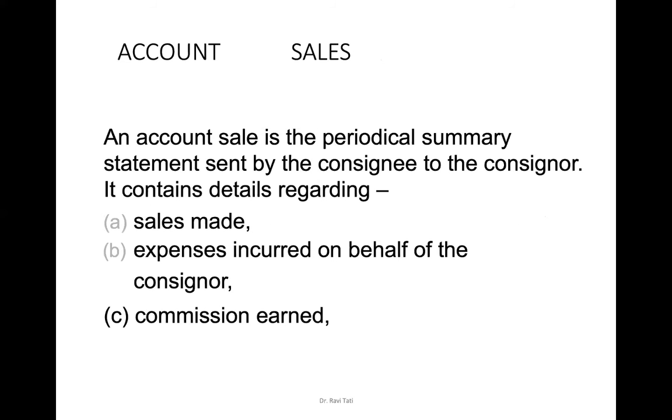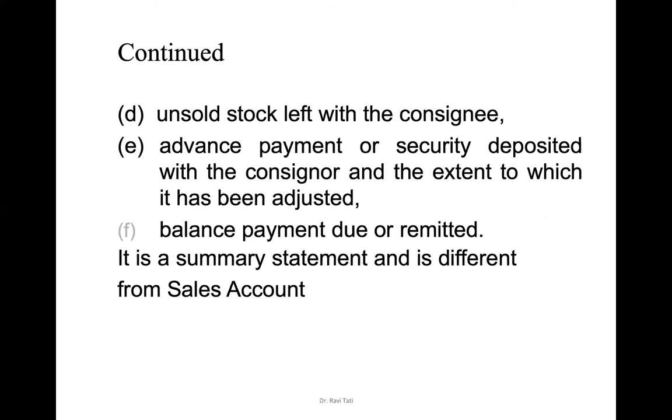Account sales. It's a periodical statement. What does it contain? Sales made, expenses incurred, and the commission earned. And the unsold stock or the leftover stock, any advance that is made or paid, and the balance due to be remitted. Okay, it's a summary of all the consignee's business dealings.